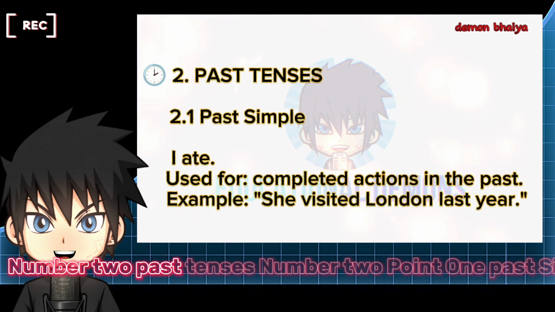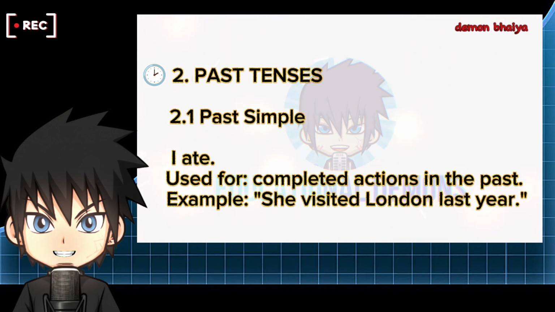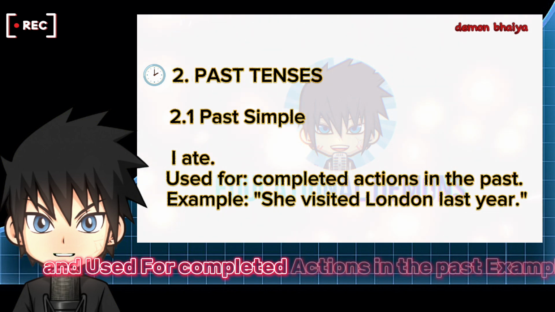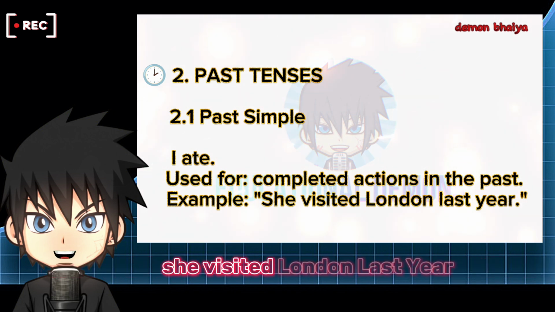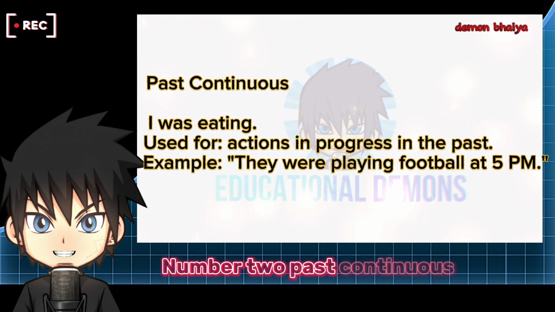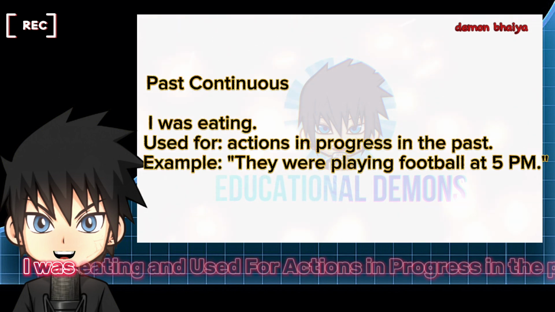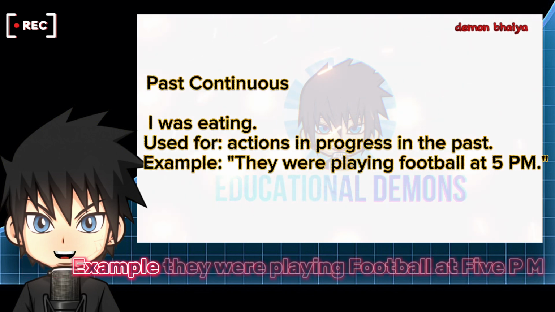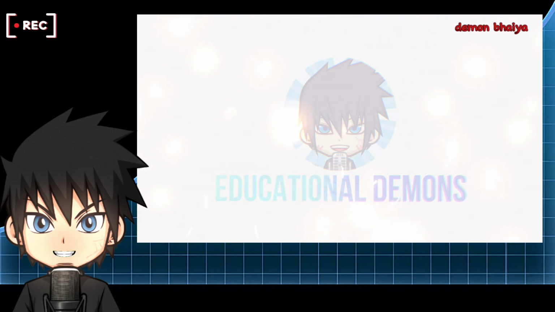Number 2, past tenses. Number 2.1, past simple. I ate, used for completed actions in the past. Example, she visited London last year. Number 2.2, past continuous. I was eating, used for actions in progress in the past. Example, they were playing football at 5 p.m.